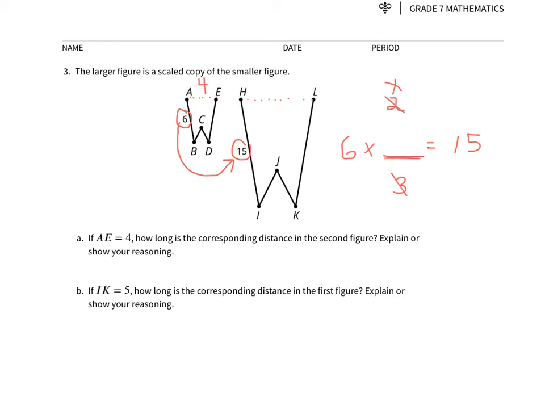And then, if you figure that out, can you do the same thing with that 4? 4 times that same thing to give you what? So that scale factor is what we're talking about, going from one figure to the other. So take a couple minutes, try to figure that out. And then it says if the distance from I to K is 5, what would the distance between B and D have to be? So take a couple minutes, give those a shot, okay?